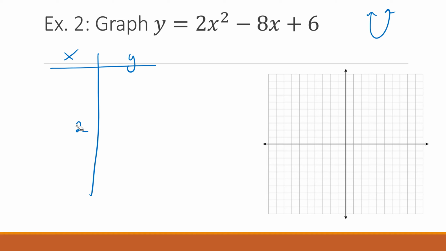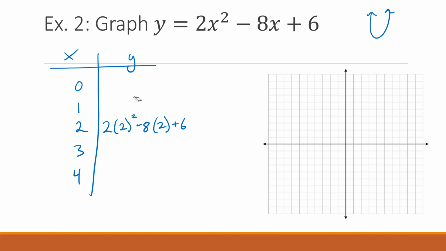Let's take away that stuff. 2 points on either side. Let's just do 3 and 4. And then on this side, 1 and 0. I'm just going to do the 2 points directly on either side. Let's plug some stuff in. 2 times 2 squared minus 8 times 2 plus 6. All right, you can put this right into your calculator. If you do it in your head, just make sure to do good order of operations. Take care of the exponents before the multiplication.